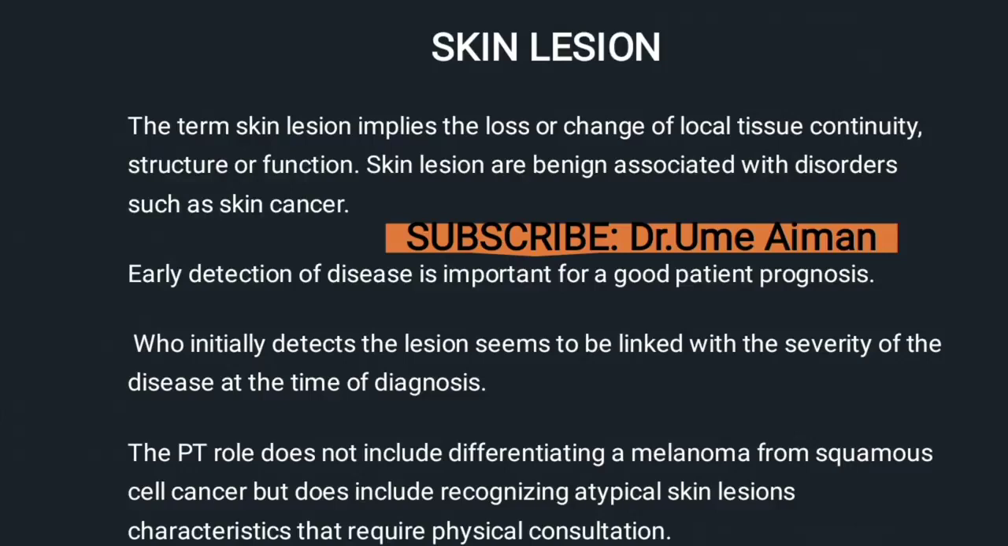Skin lesion. The term skin lesion implies the loss or change of local tissue continuity, structure, or function. Skin lesions may be benign or associated with disorders such as skin cancer. Wherever you see the word skin lesion, you have to utilize your knowledge and set a background that it may mean there is some sort of cancer, that is, local tissue continuity, structure, or function affected. Early detection of disease is important as it may lead to a good prognosis for the patient. Who initially detects the lesion seems to be linked with the severity of the disease at the time of diagnosis.